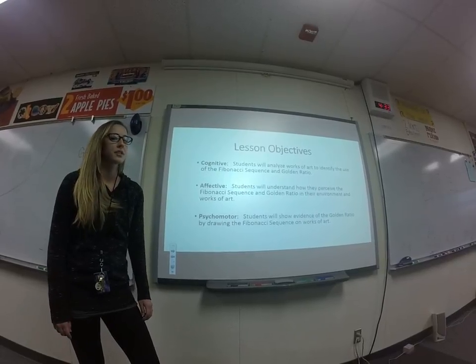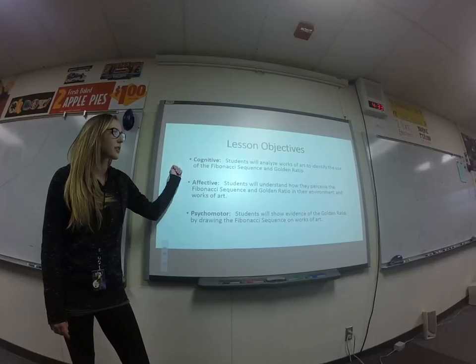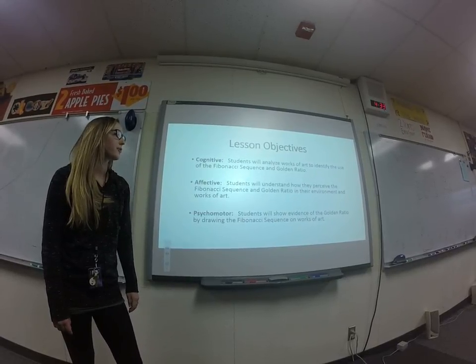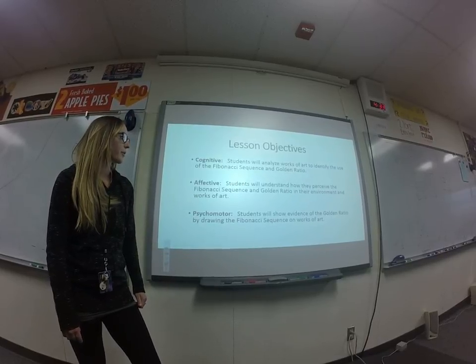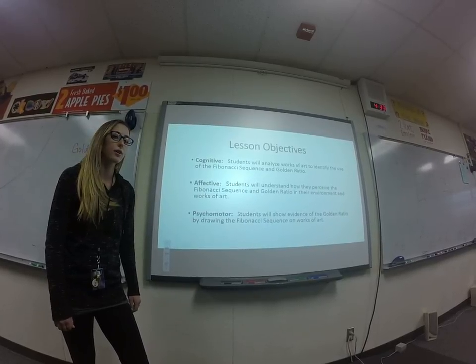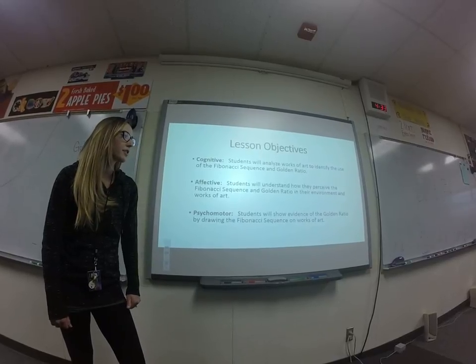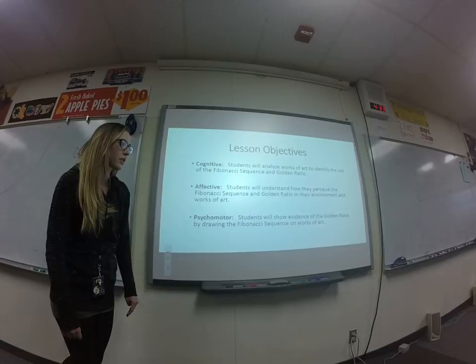The lesson objectives are cognitive: students will analyze works of art to identify the use of the Fibonacci sequence and golden ratio. Affective: students will understand how they perceive the Fibonacci sequence and golden ratio in their environment and works of art. And psychomotor: students will show evidence of the golden ratio by drawing the Fibonacci sequence on works of art.